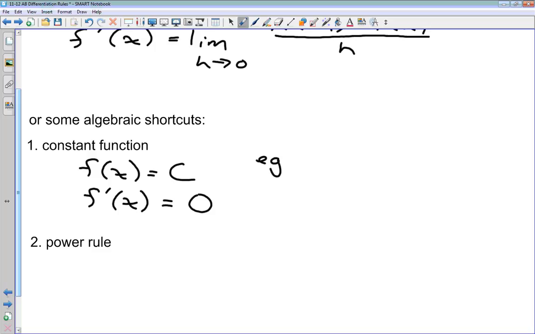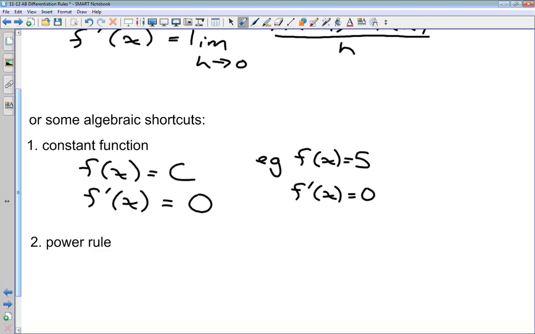So what exactly does this mean? Well, let's do an example here. If my function was f at x equals 5, my constant there is 5, this rule tells me that the derivative of this function is just 0.